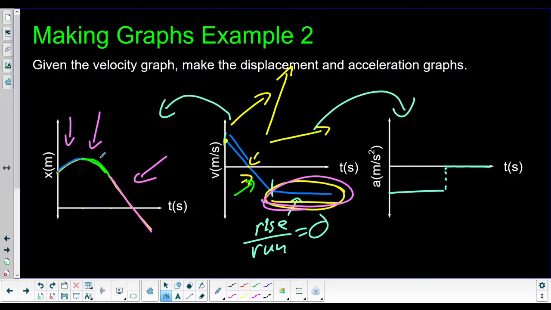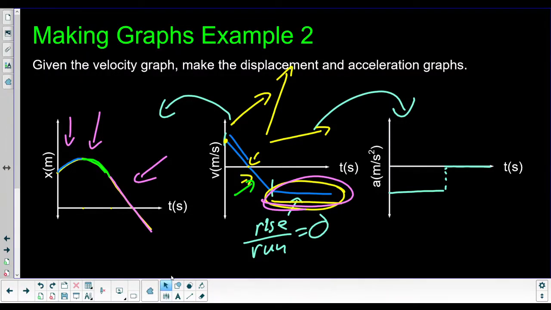We stop. We start moving in the negative direction. So we're going farther away, farther away, farther away. Stop. Start coming back, coming back at a constant rate. Okay. That's how I think about making position time graphs.